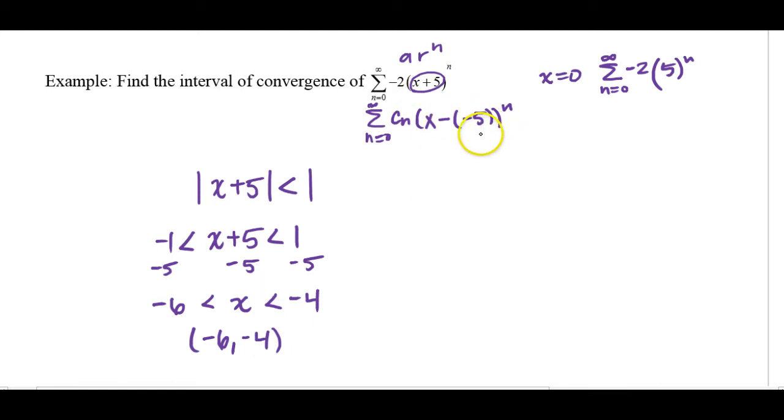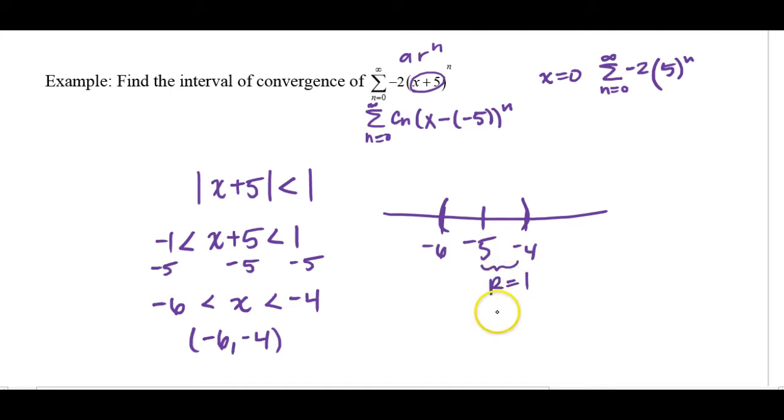So let's try to think about that for a second. My center was -5. So if I'm thinking about an x-axis, my center value was -5. I know that the only values that this power series converges for are between -6 and -4, and there would be open parentheses at each of those endpoints. So based on this graph, I can also determine my radius of convergence would equal 1.